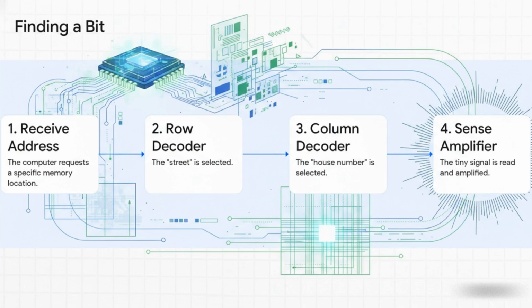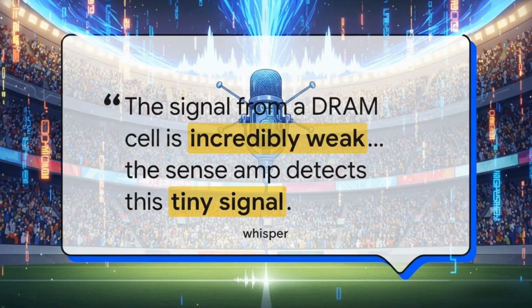But honestly, the real magic, the part that makes it all work, happens in that final step with something called the sense amplifier. You have to understand, the electrical signal stored in a modern memory cell is unbelievably tiny. It's like trying to hear a single person whisper in a sold-out football stadium. The sense amplifier is basically a super sensitive microphone that can pick up that faint whisper and boost it into a loud, clear signal that the rest of the computer can actually understand. Without it, the whole system would be deaf.